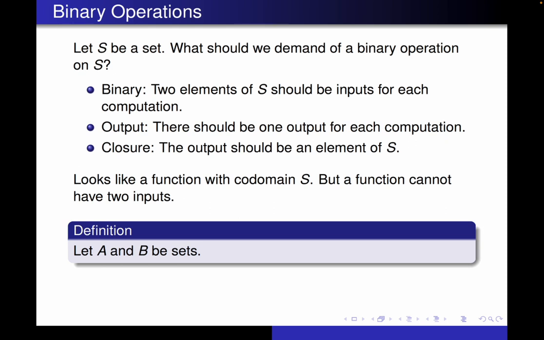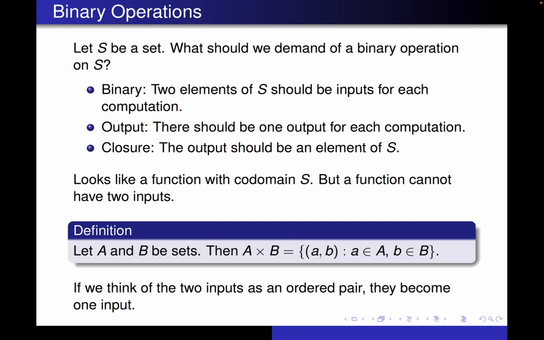And the way we can do it is something that we learned back in Math 210, and maybe we've seen in some of our other classes. If you let A and B be 2 sets, we can turn those 2 sets into 1 set by taking their Cartesian product. The Cartesian product A cross B is the set of ordered pairs where the x-coordinate, the first coordinate, is in A, and the y-coordinate, the second coordinate, is in B.